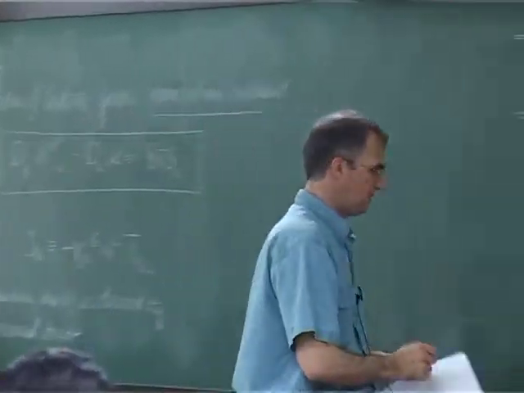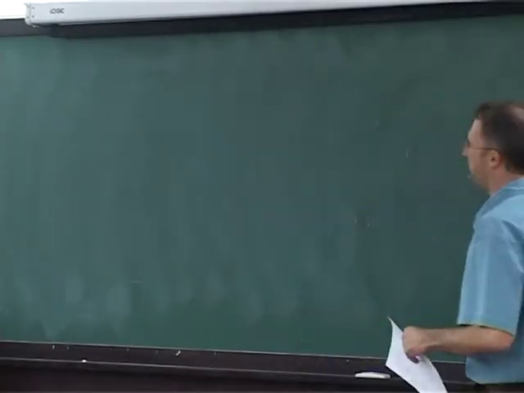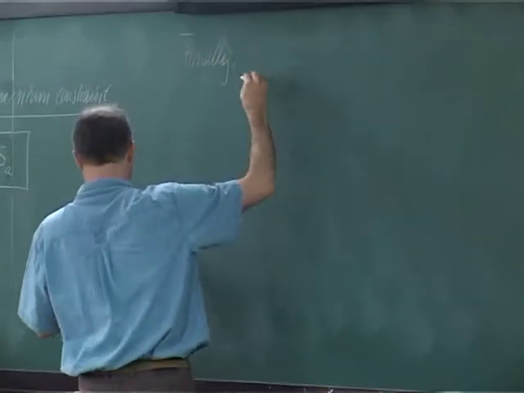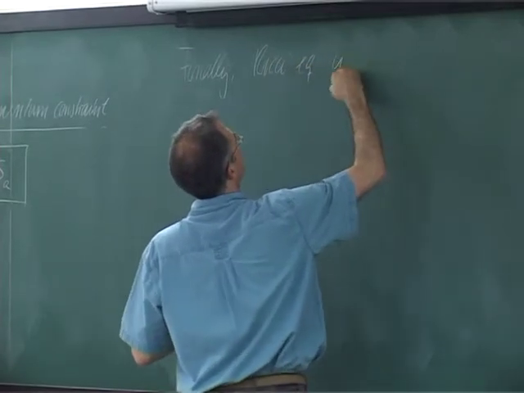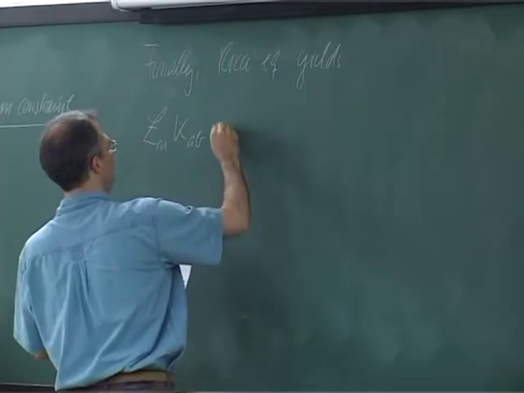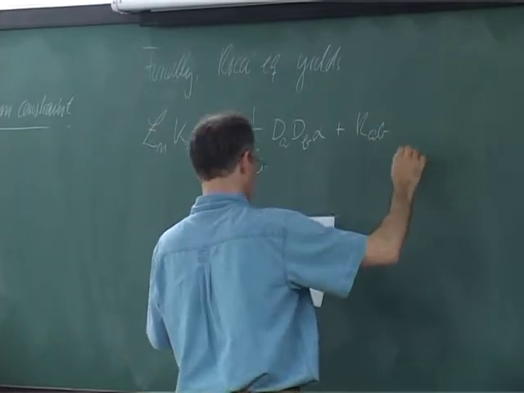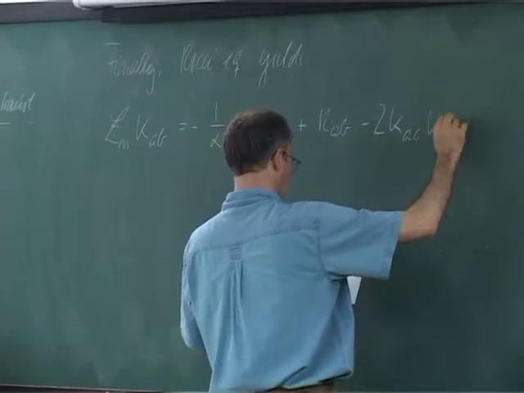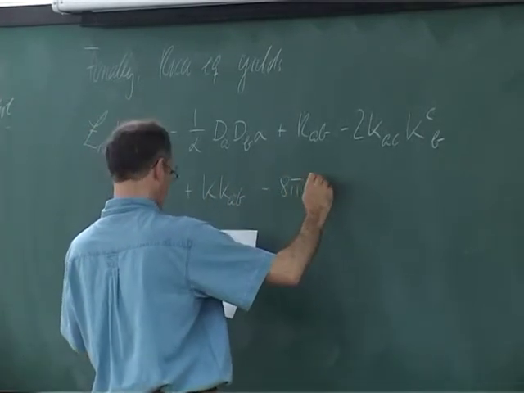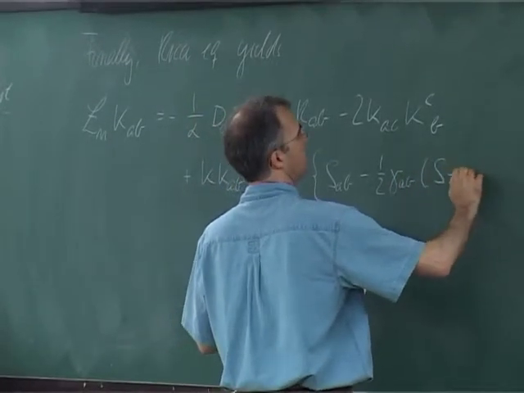We have one more equation to deal with, and that is the Ricci equation. We can use the same kind of manipulations to derive that. And then we get the following. Finally, the Ricci equation yields L_n, the Lie derivative along the normal direction, of K_AB equals minus 1 over alpha D_A D_B alpha plus R_AB minus 2 K_AC K^C_B plus K K_AB minus 8 pi, and now we get an S_AB minus 1/2 gamma_AB (S minus rho).